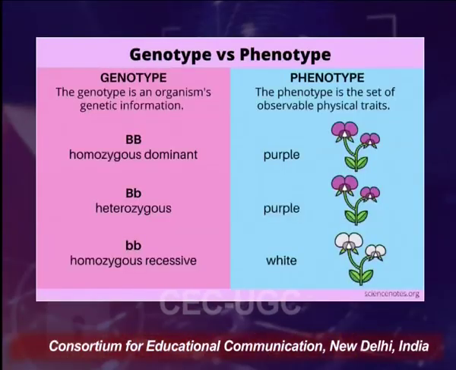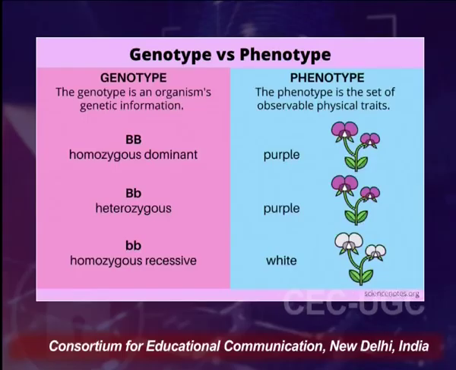So, looking at the picture, genotype versus phenotype. The genotype is an organism's genetic information, as I have given in the example of height. Looking at this example, capital B capital B is homozygous dominant, capital B small b is heterozygous, but small b small b is homozygous recessive. So whenever capital B occurs, the condition will be dominant and the flower will have a purple color.